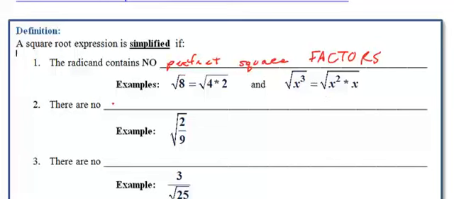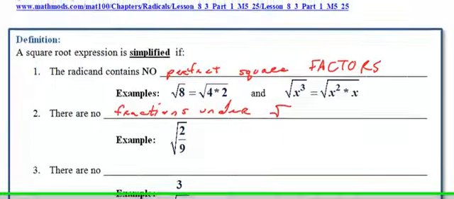The second condition is that there can be no fractions under the radical. Here we have 2/9 under our square root symbol. Therefore, this is not in simplified form.